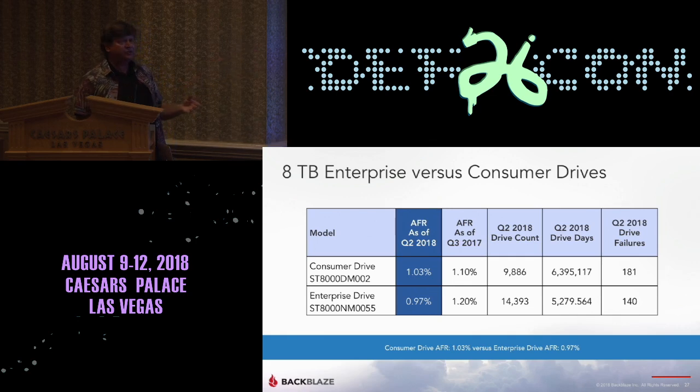For us also, let's just say the price of those things is approximately the same. You can't do that. I can do that, okay? Because I buy $1 million worth of drives at a time. But that's what we see out of the data. So if I was looking at that and going, what would I do? I might think a consumer drive, because really the failure is about the same.